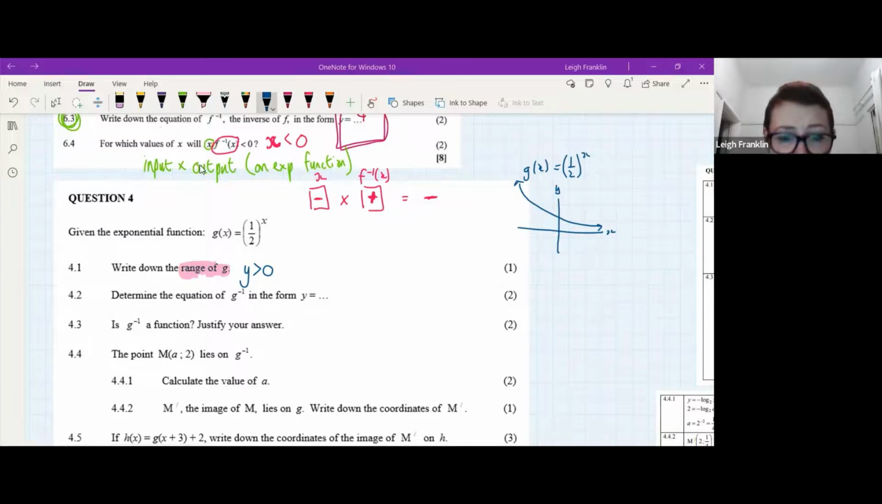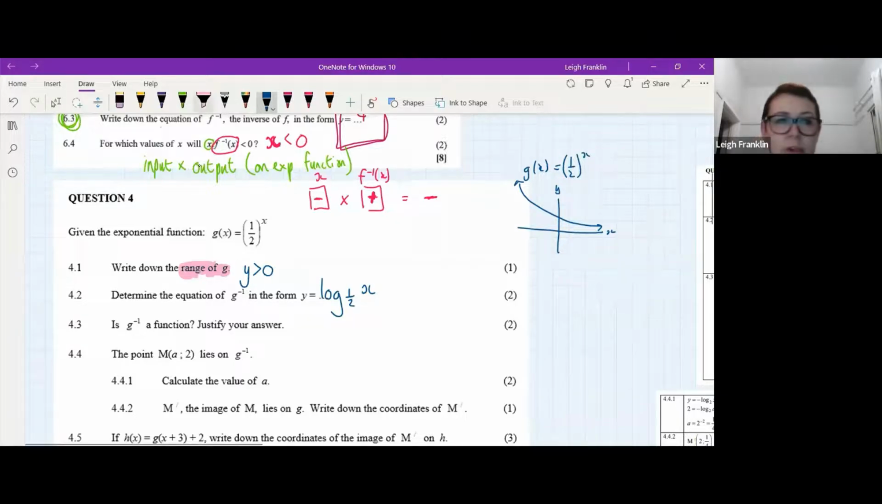Good job. So log, the base is 1/2, and x is the number. There are other ways in which you can write that, but that's the way in which we're going to write it. Perfect. Good stuff. 4.3: is it a function?